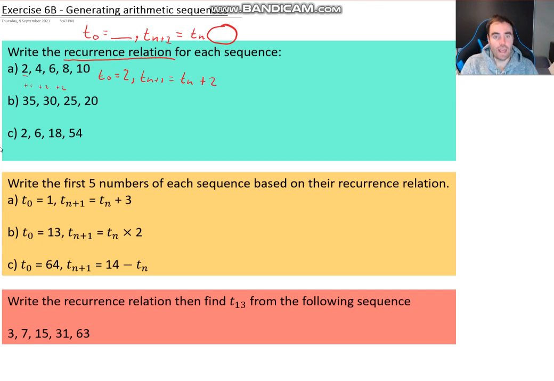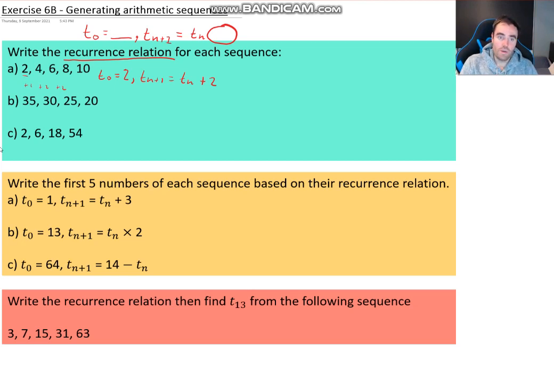Just to explain how the rule works: the first term, easy enough. The next term is the same as the current term, plus 2. So it doesn't matter if this term here is 1,000. The term after it is still going to be 1,000 plus 2. So it's plus 2 each time. All right, let's keep going.